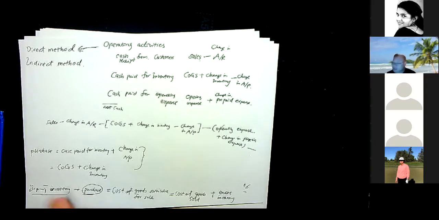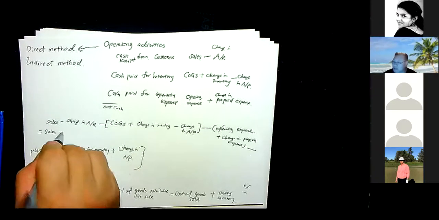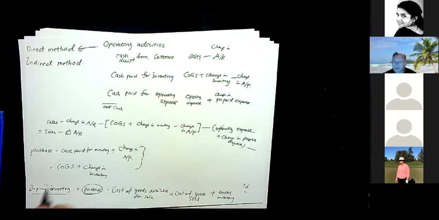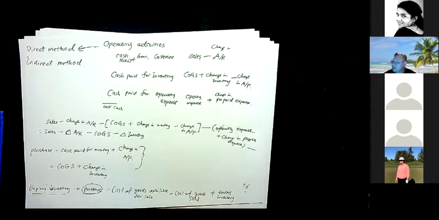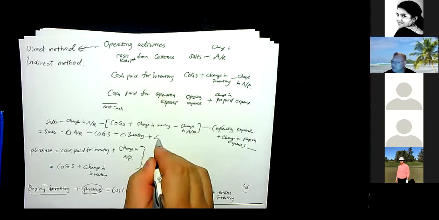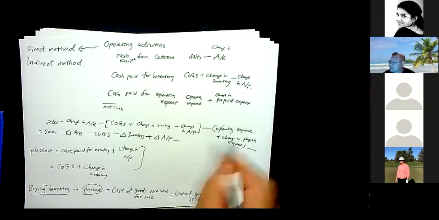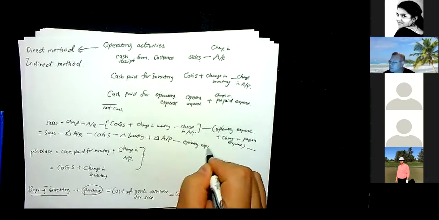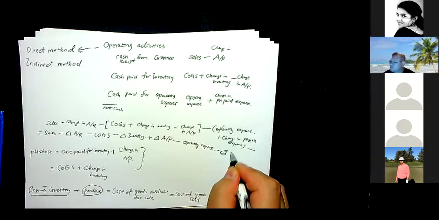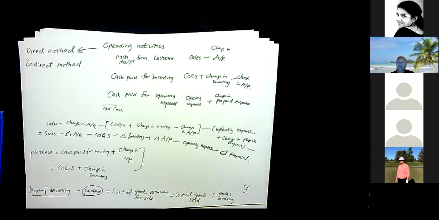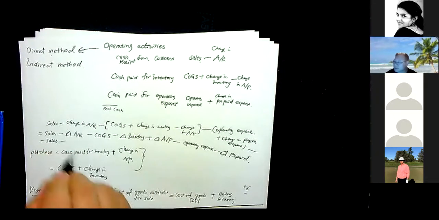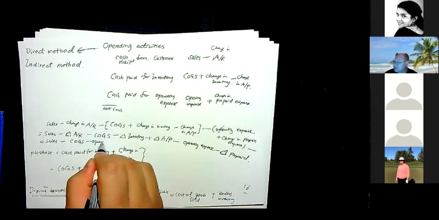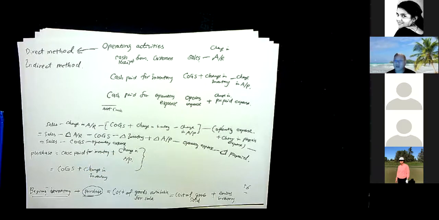So now I need to break the brackets. Sales minus change in AR, minus cost of goods sold, minus change in inventory, minus and minus I have a plus, change in AP, and then I minus operating expenses and minus change in prepaid. Now I'm going to shuffle the position of these. I'm going to put all these income statement items in the beginning: sales minus cost of goods sold minus operating expenses. So this is all the income items.